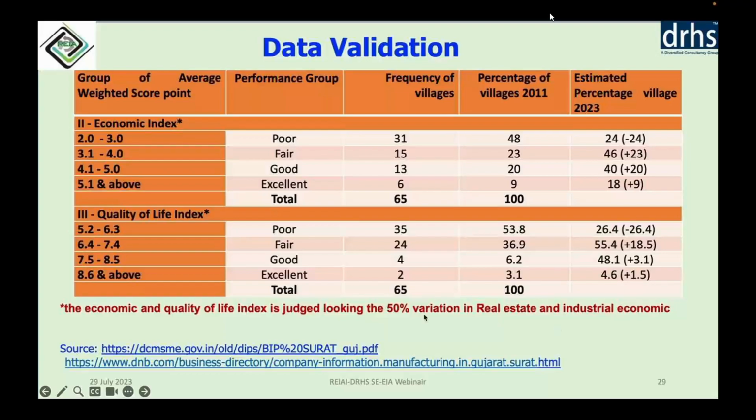Surat is highly industrialized. Within 10 years, I used to visit frequently, and whenever I go, I get lost. It is expanding so fast. In the world, it stands sixth in urban expansion. So it could be possible that there is a 50% variation. But in other areas, there is 9 to 10% variation in industrial growth as well as in quality of life and economic growth.